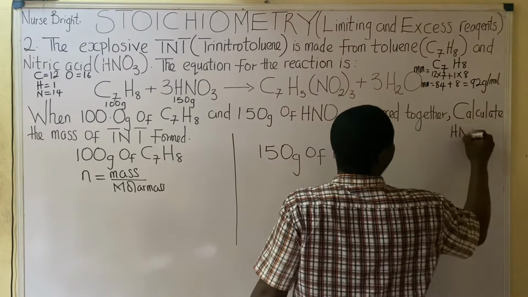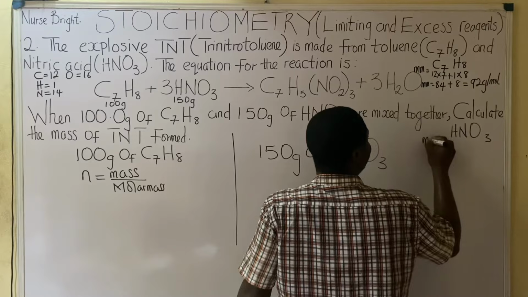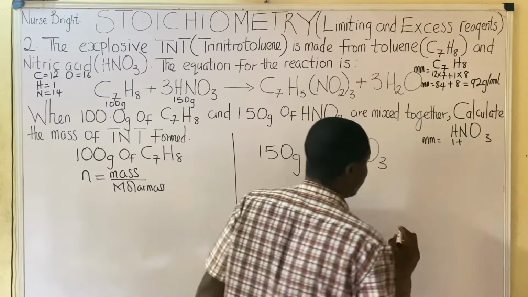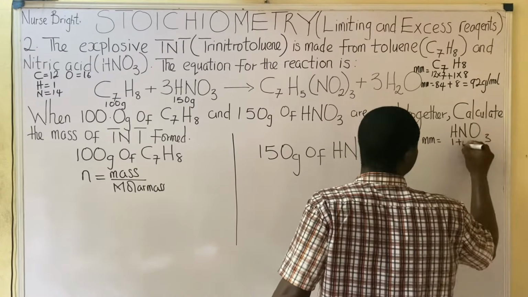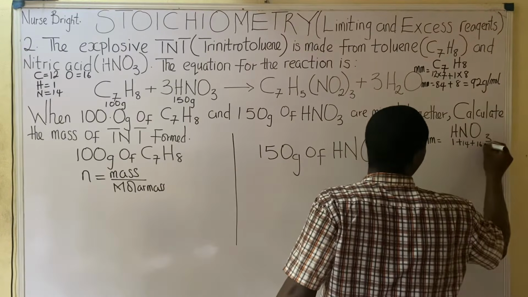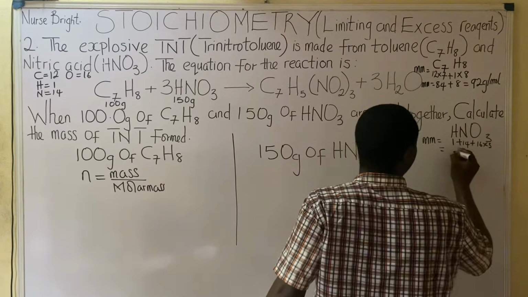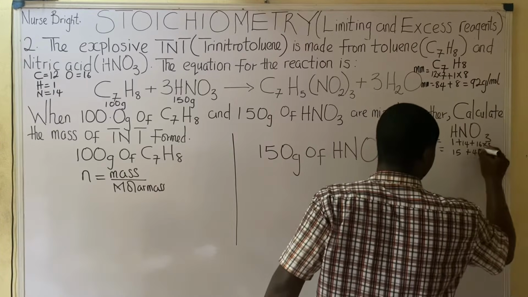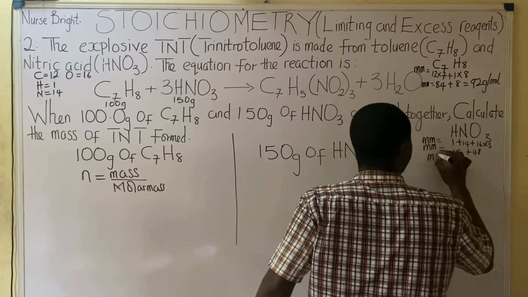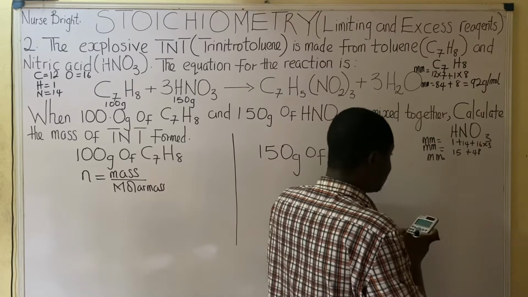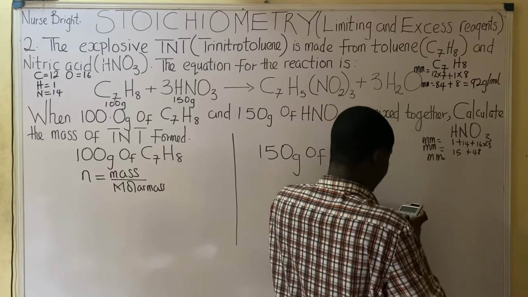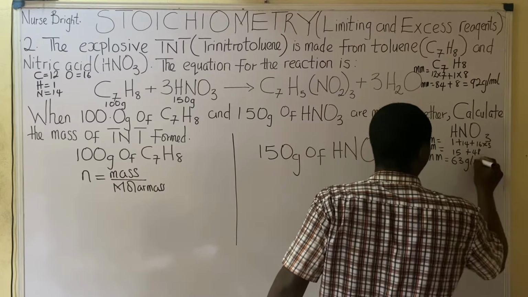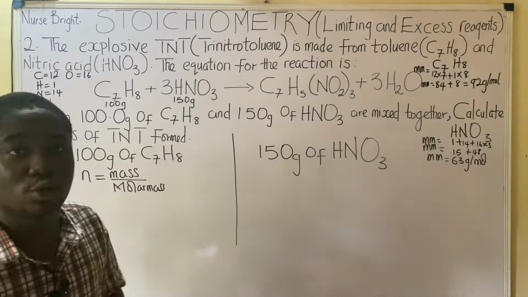HNO3 is very popular, it is 63, but let's calculate it together. The molar mass is hydrogen 1 plus, it's plus, not minus, not divide, not times, 1 plus nitrogen 14 plus oxygen 16 times 3. So 1 plus 14 is 15, plus 16 times 3, that's 48. So the molar mass is 15 plus 48, that's 63 grams per mole. We already said that initially. So this is the molar mass of the compound.